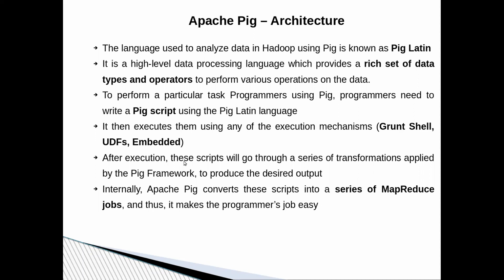Then after the execution, once you start processing the scripts, they will go through a series of transformations applied by the Pig framework to produce the desired output. And what are these transformations? They are converted into a series of map reduce jobs, thus making the programmer's job very easy. You don't get into any complexity while working with your analytics using Apache Pig. That is the architecture. Let's now look at the diagram.